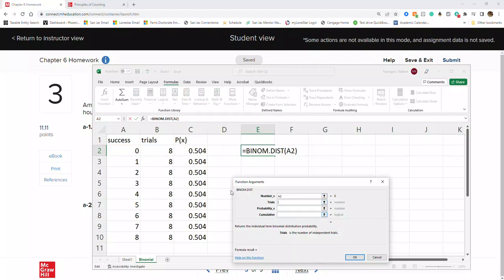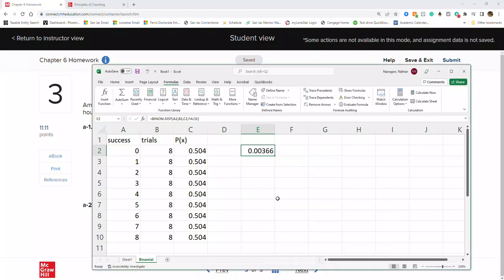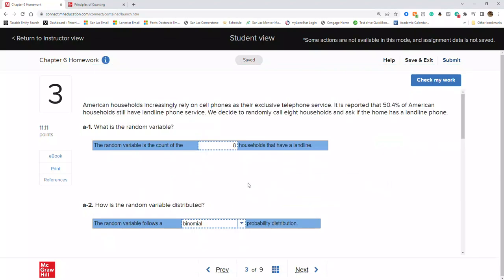So successes, that's our first blank. Trials, that's our second. And probability of success is our 0.504. Now it has this fourth blank called cumulative. This is the difference between cumulative and discrete. Since this is discrete, we will say false. Then hit OK, and it will calculate our answer.